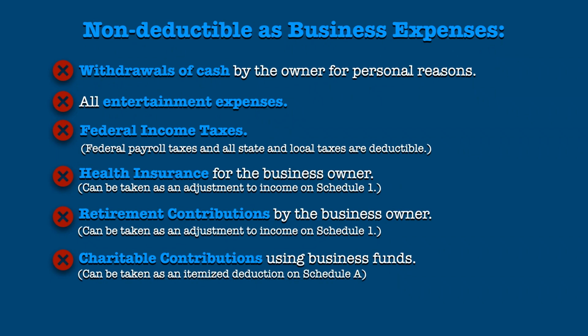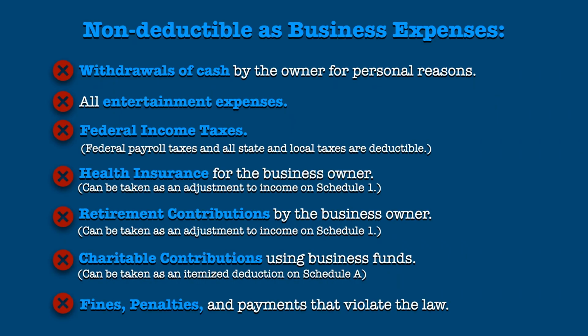Beginning in 2026, a limited amount of charitable contributions may be deducted, even if not itemizing. And finally, fines and penalties of any kind are not deductible on Schedule C or anywhere else, as well as payments that violate the law, such as bribes or kickbacks.